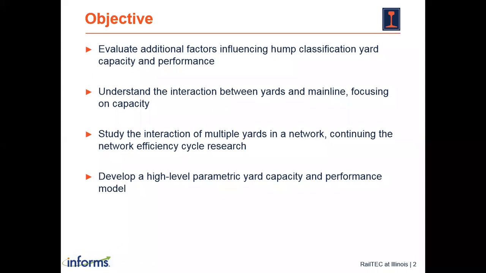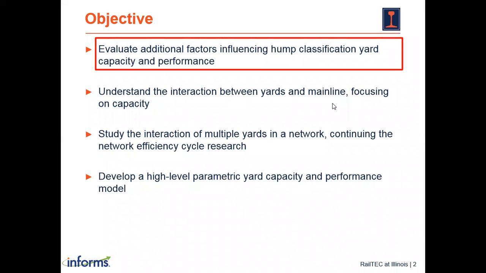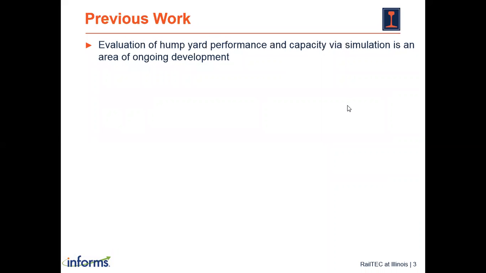This research has four main objectives that ideally will be achieved sequentially. First of all, it is to evaluate some factors influencing hump yard capacity and performance that have never been studied fully with previous research. The next goal is to study the interaction between yards and mainline. Then, I plan to move forward to a network scope with multiple yards and eventually develop a high-level parametric yard model to benefit the railroad capacity and performance. This presentation will be focusing on stage 1, a single yard performance study.